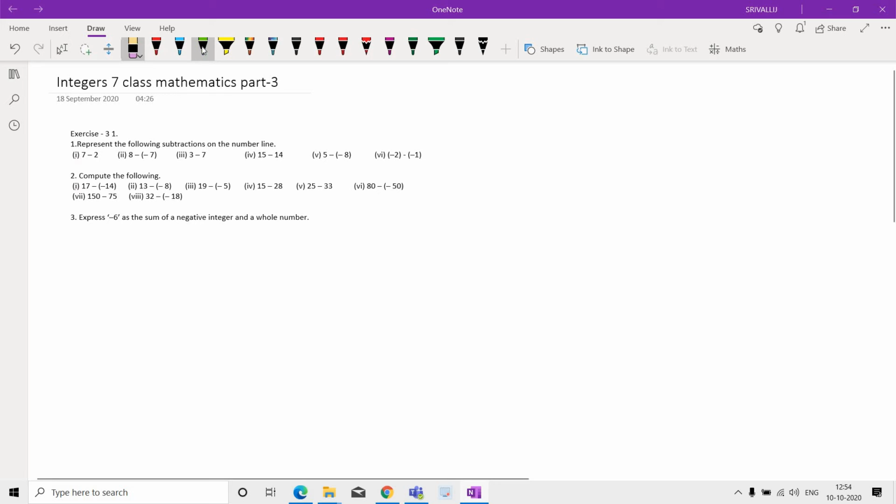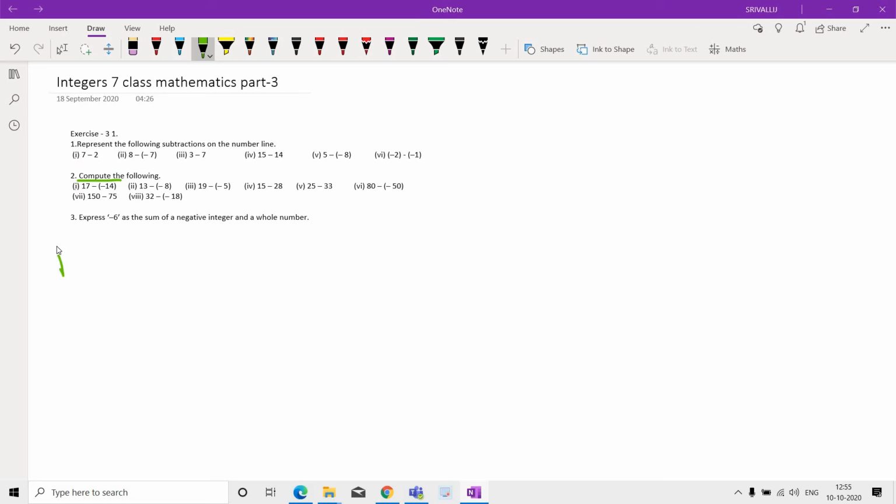So I'm taking green color this time. We completed the first bit successfully, so we are going to the second bit. In exercise 3, they said compute the following. Here compute means calculate.